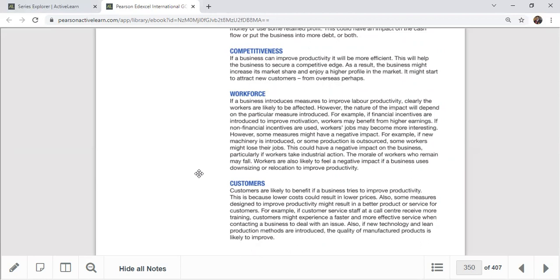In my next session, I'm going to teach you about the lean production technique, which is more important and very latest knowledge in the business world.